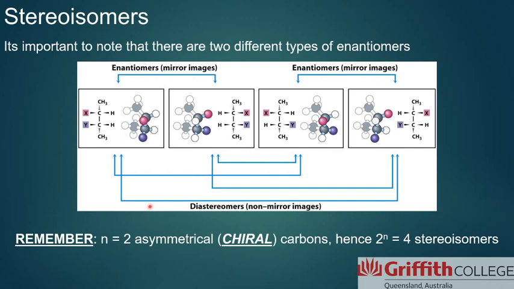So the rule of thumb that we use is N equals 2 to the power of N, where N is the number of chiral carbons. Now remember, a chiral carbon is a carbon that is bound to 4 different groups. So if you're comparing one carbon here, don't fall in the trap of saying, oh, it's bound to a carbon, it's bound to a carbon, therefore it's non-chiral. That's wrong, okay? It's bound to 4 different groups.